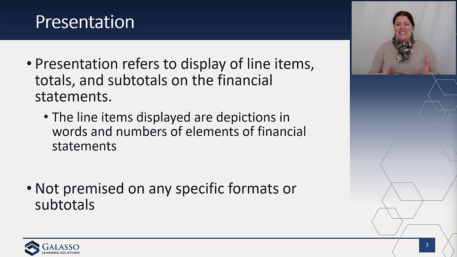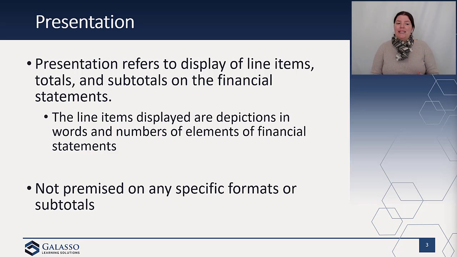When we talk about presentation, what does that mean? It's how we display the line items, the totals and the subtotals on the financial statements. We already have the elements: the assets, liabilities, net assets, and equity. We know what these elements are, but how do we display them? When do we total them? When do we subtotal them? How do we aggregate or disaggregate? And when should that be required?